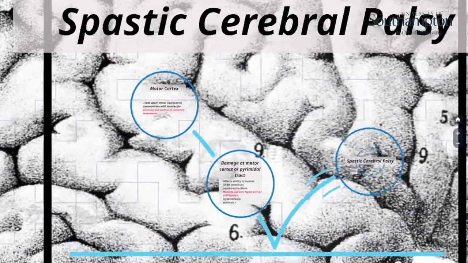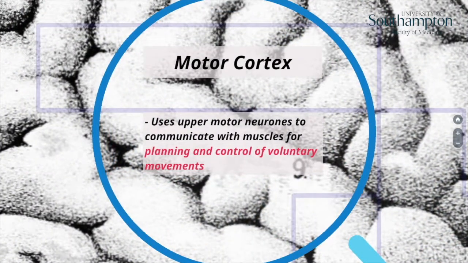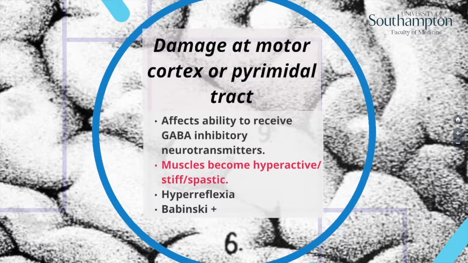So spastic cerebral palsy is due to a lesion in the motor cortex which prevents the planning and control of voluntary movements. This results in the inability to receive GABA inhibitory neurotransmitters, causing certain muscles to be stiffer than other muscles.